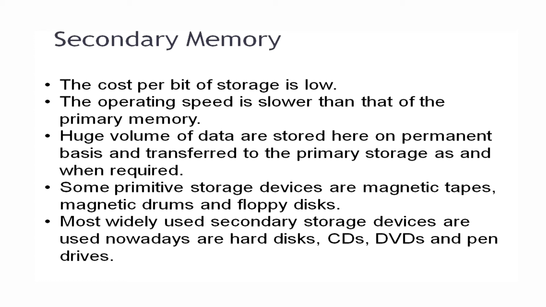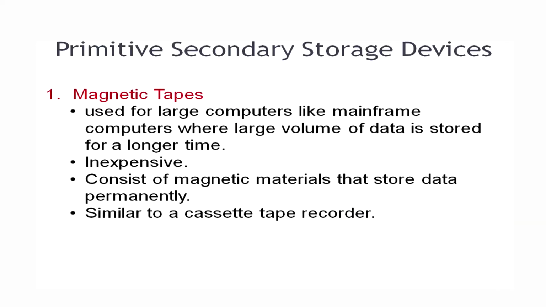You can have DVDs, you can have Blu-ray discs which have very large shelf life which can be stored for long durations. So, secondary memories come in very handy in such situations. Some of the primitive secondary memory storage devices are magnetic tapes, drums and floppy disks. Although these are not being used nowadays, we will have a quick look at these primitive storage devices, the tapes that were used before for mainframes to store large amount of data.